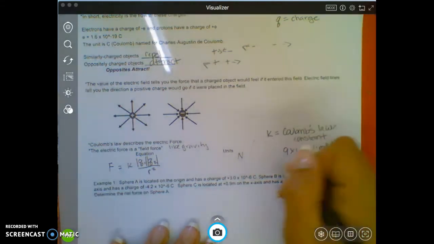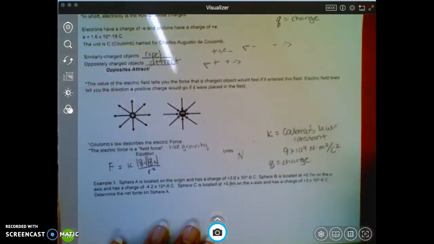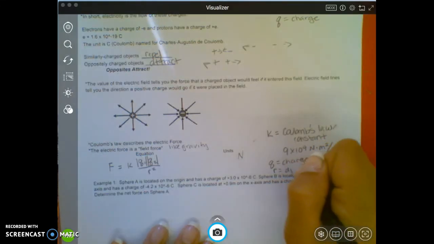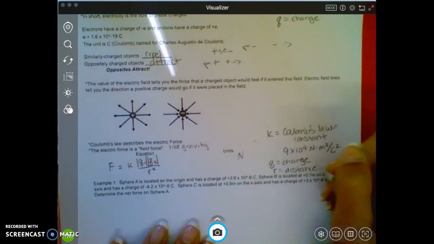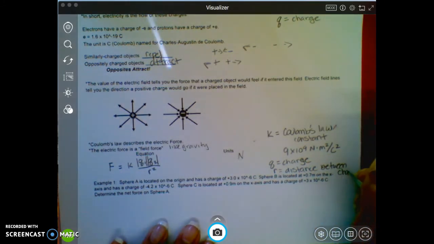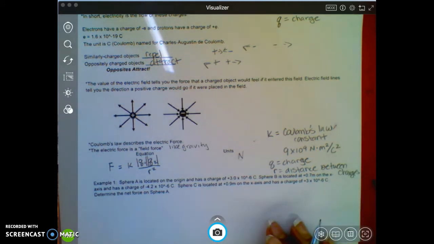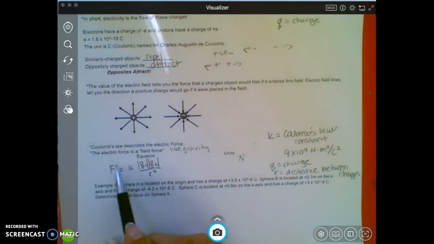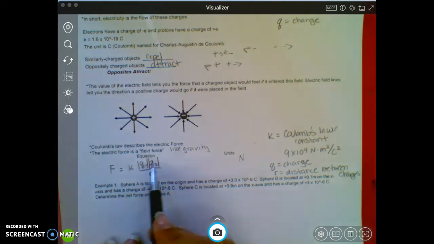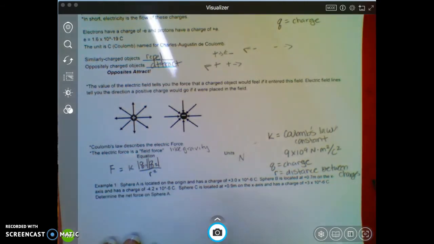Q is the charge. And R is the distance between charges. This equation is basically the electric force from one charge on another, and that's why we have two charges here.